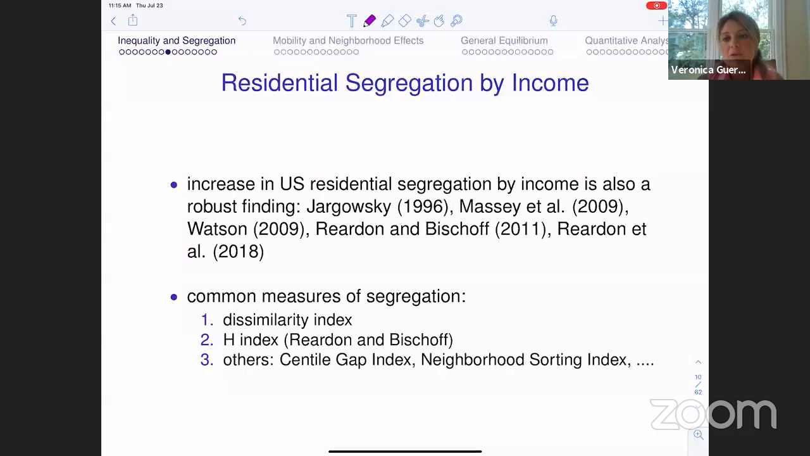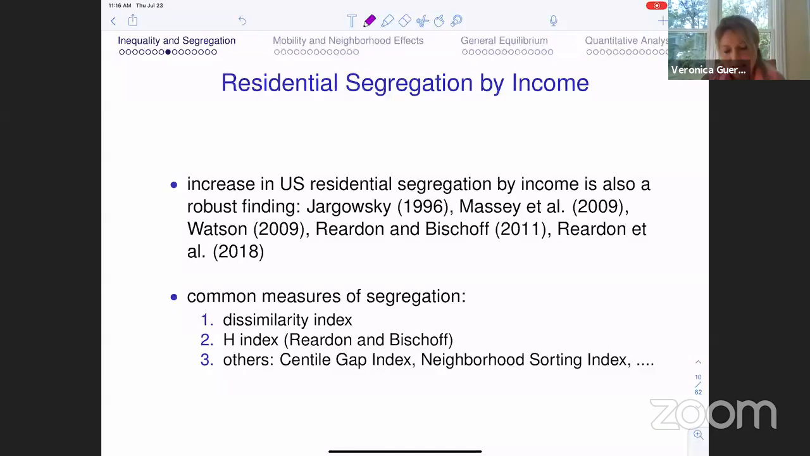Okay, so now let me move on to measures of segregation. Again, here there is a large sociological literature that has been focusing on segregation. And of course, there is a huge literature on racial segregation. Here I'm going to focus on segregation by income. Both are clearly important.